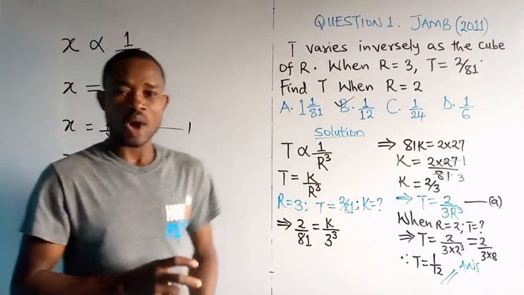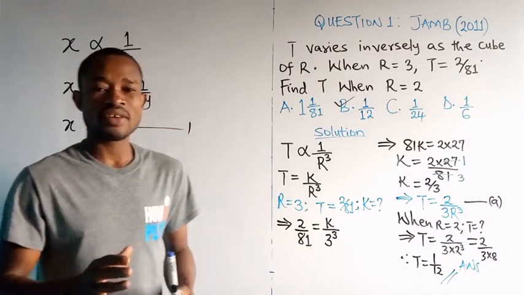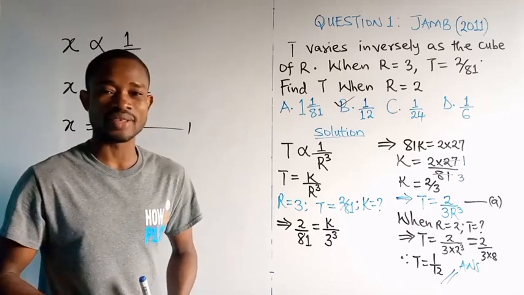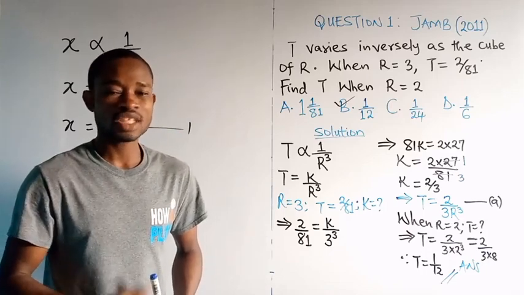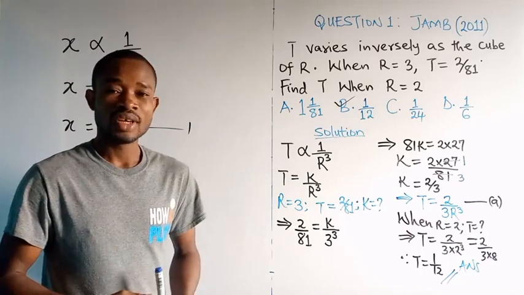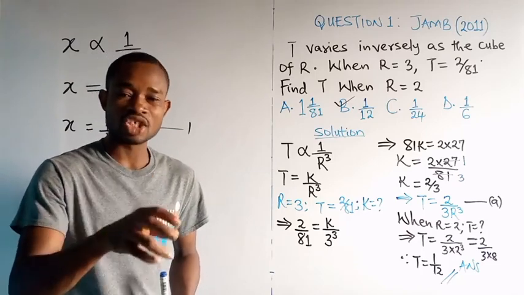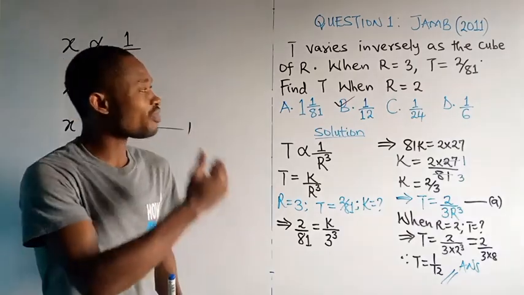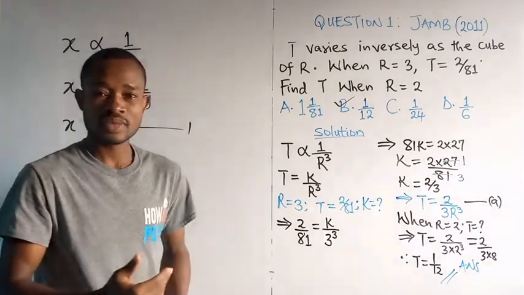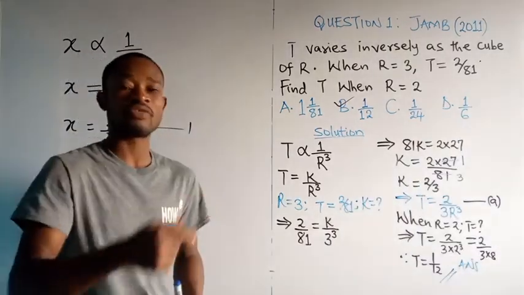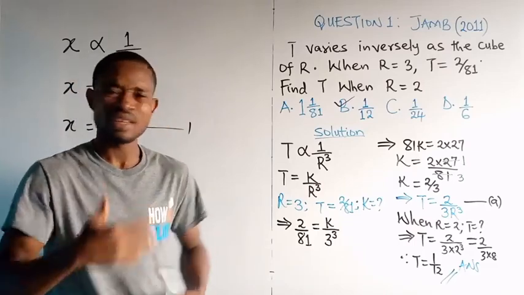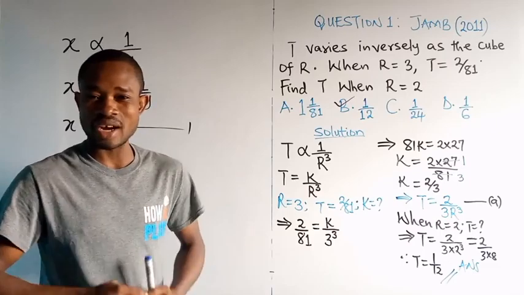I hope you enjoyed this, right? So you see, the truth of the matter is solving variation problems, inverse variation, is a simple one, okay? It's a simple one. Just follow the format and that's all. Apply the implication of all mathematical terms used. Like in this case, we have that the r there is cubed. T varies inversely as the cube of r. So that when you're solving, you're going to have r to the power of 3. And work on anything that you're asked to work on.